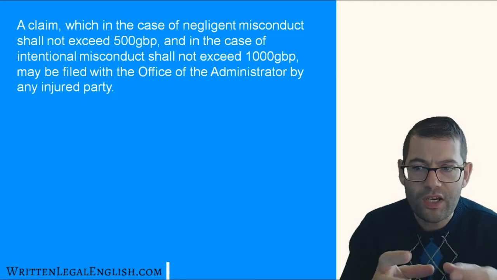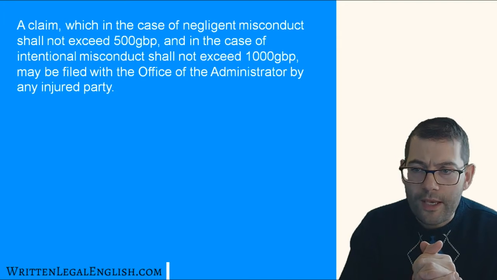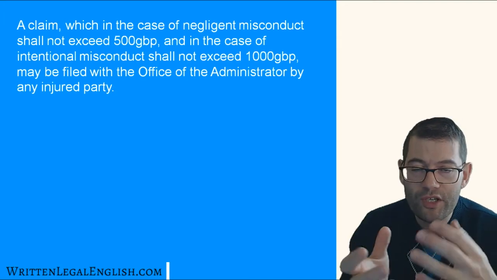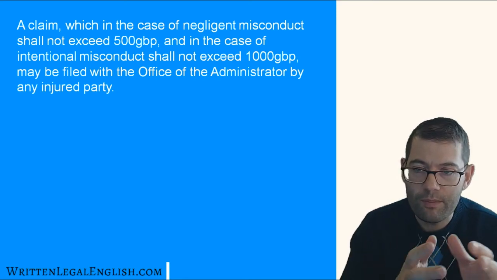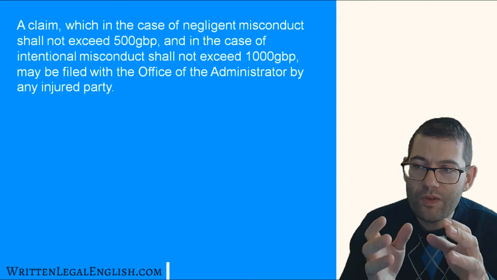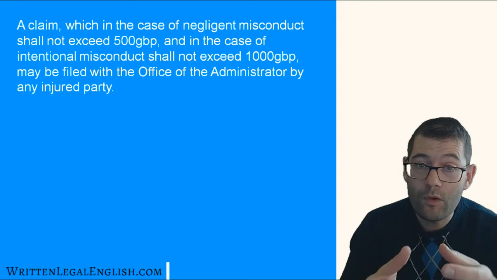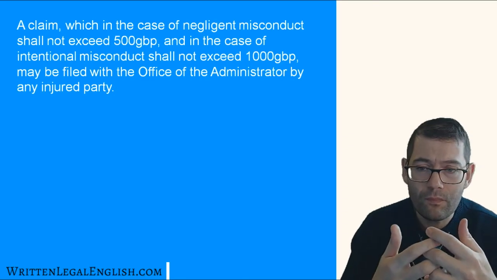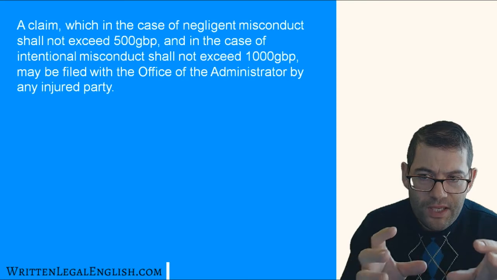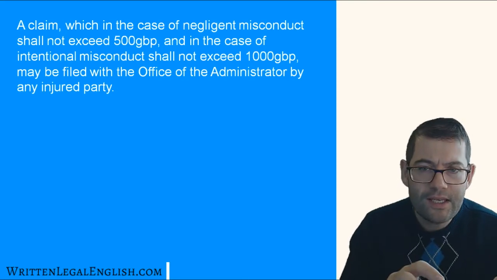So we continue to read and we see that we've got a passive structure here. And if we've got a passive structure, straight away we know that the order of the sentence would be subject, verb, object. So we've got the object, which is a claim. We've got the verb structure, which is may be filed. Then we've got two pieces of information: with the office of the administrator and by any injured party.